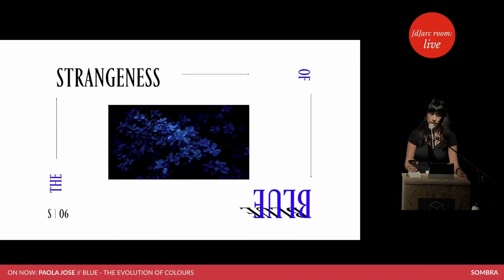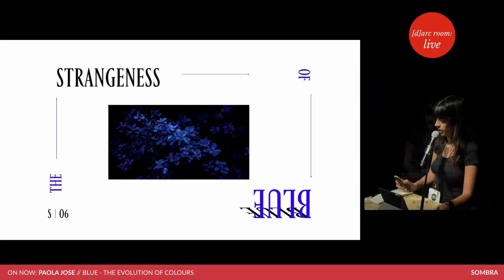You may be thinking, yeah, okay, blue is a very normal color, it is everywhere, but actually it is very strange, it is very rare. It is very rare to find in nature.